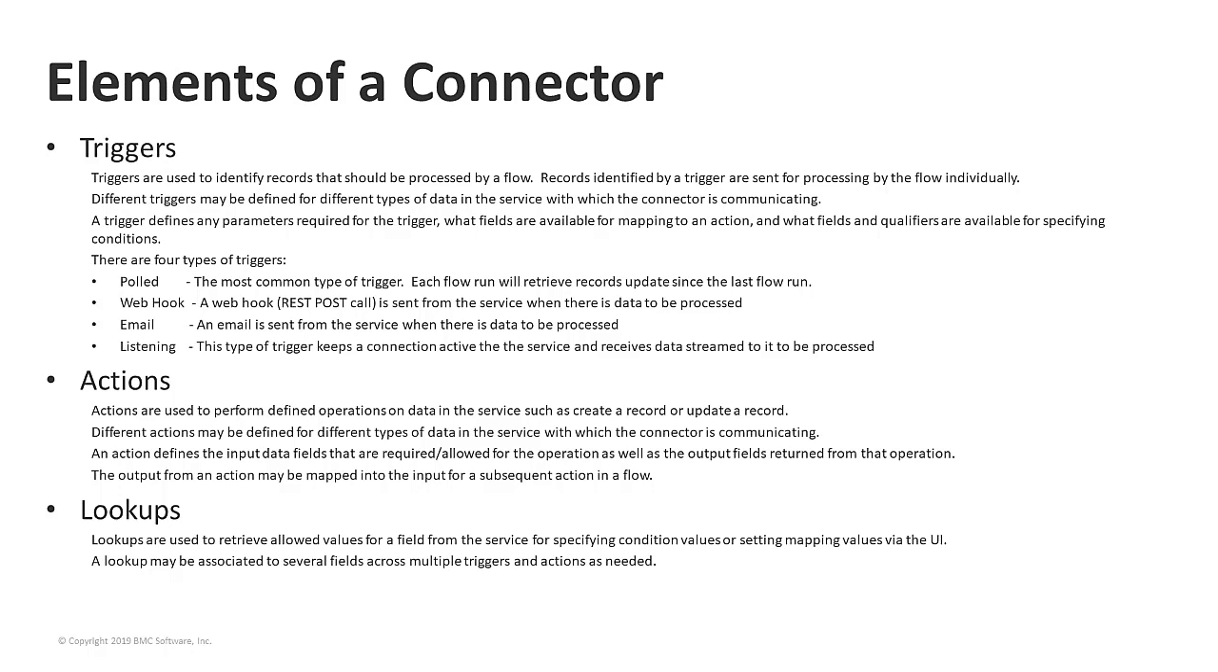There are four types of triggers. We have pull triggers, which is the most common type of trigger. For a pull trigger, the flow run will retrieve records that have been updated since the last flow run. So it keeps track of the last date from the previous flow run, and the next flow run will retrieve the records that have been updated since that flow run.